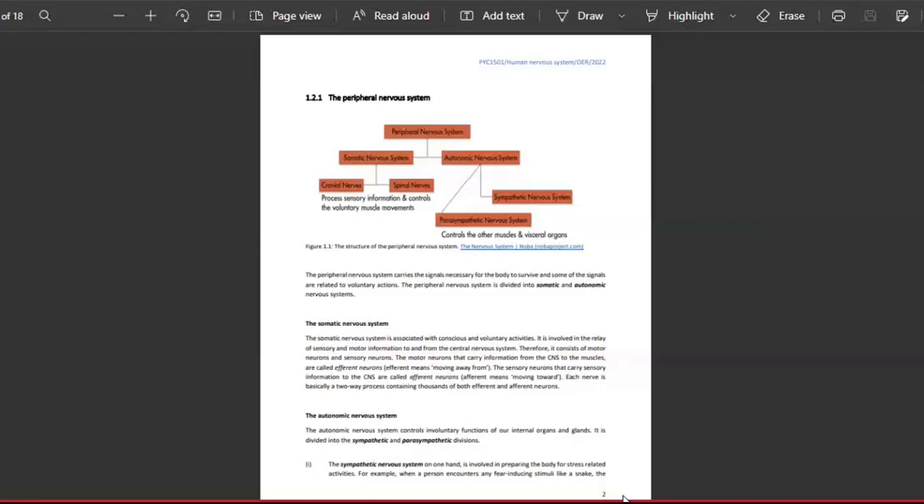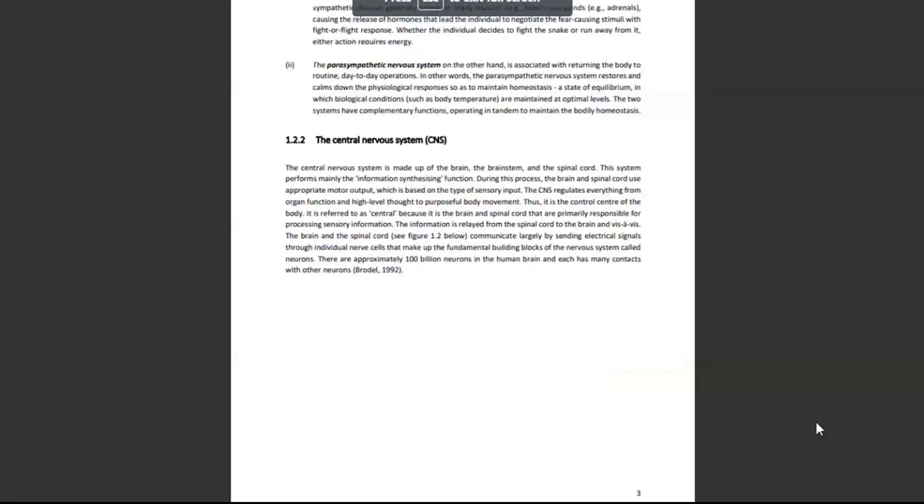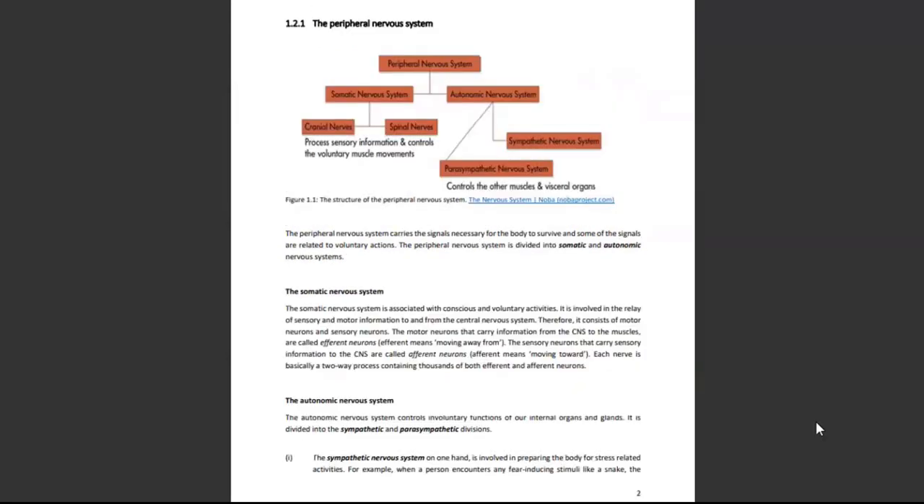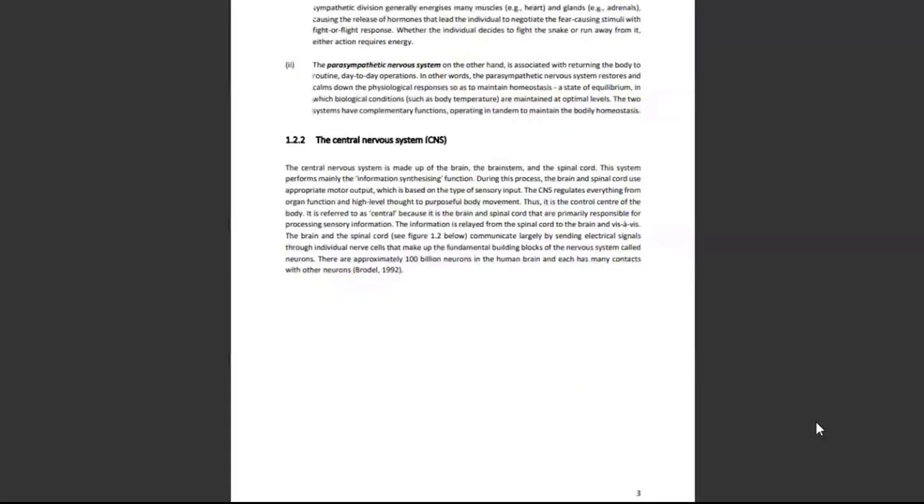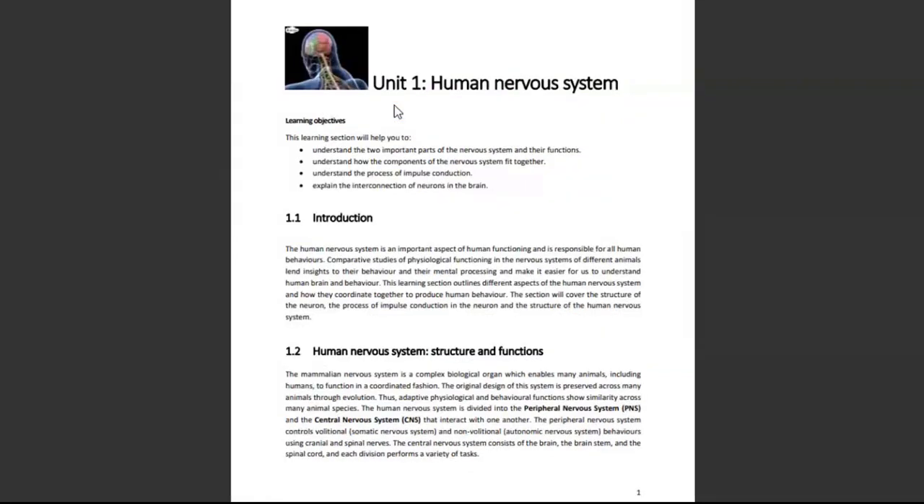Here's my slide. Let's move. We are done with the peripheral nervous system, somatic nervous system, and autonomic. Now we are moving to the second part. Remember, we said we have the peripheral nervous system as well as the central nervous system. Now we are moving to the central nervous system.